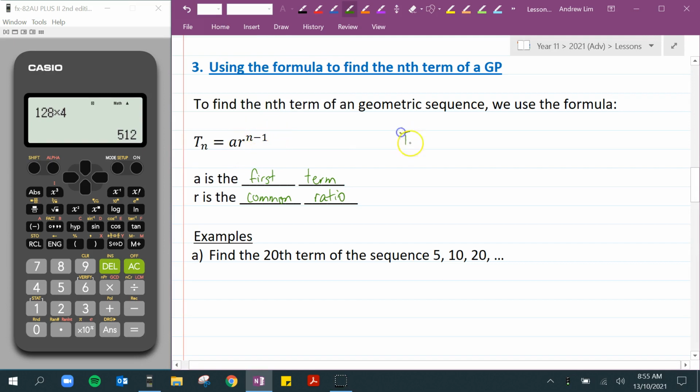So if we wanted to work out the 11th term, it's whatever A is, whatever the first term is, times R to the power of 10, because n is 11, so n minus 1 is 10. Or if we wanted to work out the 43rd term, it's A times R to the power of 42, where n is 43, so the power here is 42.